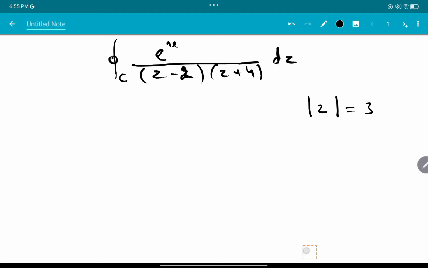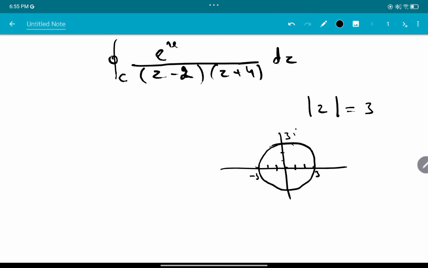Now, this situation can be shown here. We have a circle centered at the origin. 1, 2, 3, minus 1, minus 2, minus 3, and so on. Similarly, you have 1, 2, 3, 3i because it's the imaginary axis, and minus 3i here. And now this circle is to be traversed in the anti-clockwise direction. So let's do one thing.